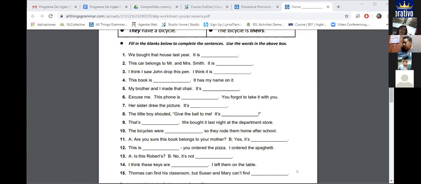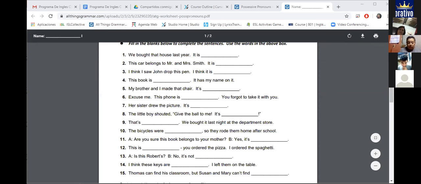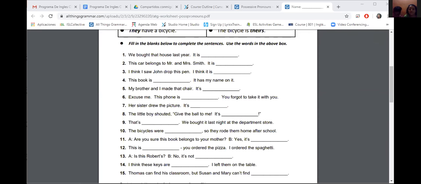Very good. Thank you. Oscar, number three, please. I think I saw John drop this pen. I think it is his. Okay, very good. Number four. Let me see who's number four. Blanquita, are you there, Blanca? All right, Janita, number four.